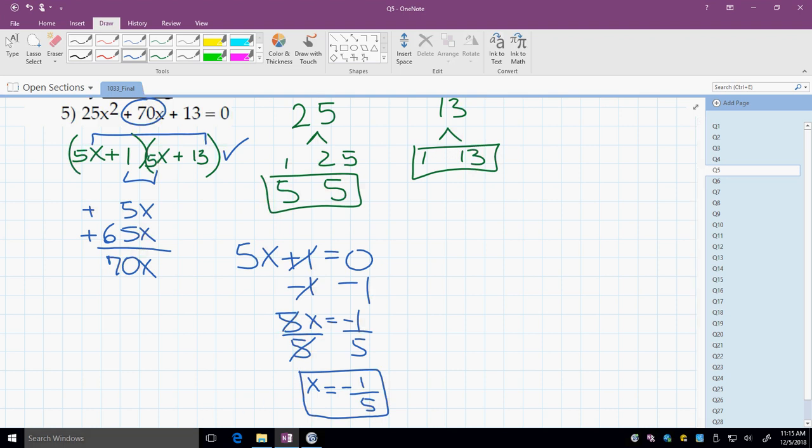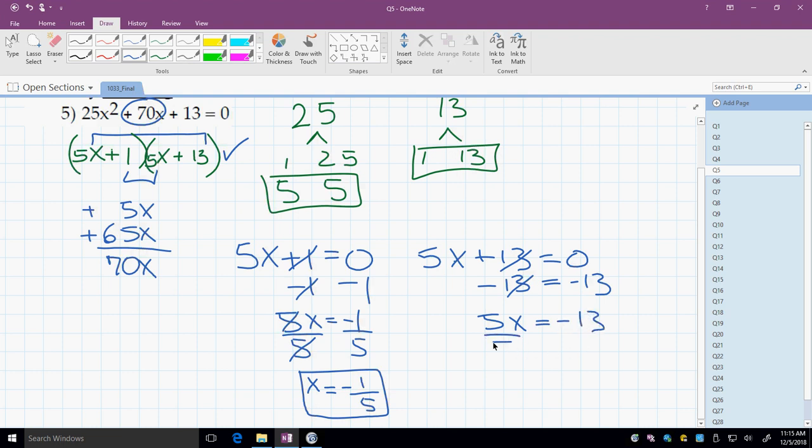That's one of the answers. The other one, I need to take the other parentheses. 5x plus 13 equals to 0. I subtract 13, both sides, cancel. Now I have 5x equals -13, divided by 5. I have x is equals to -13 over 5.